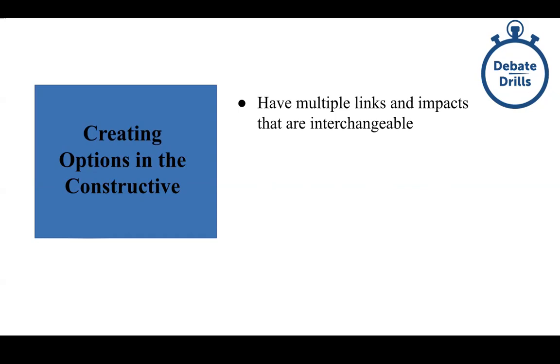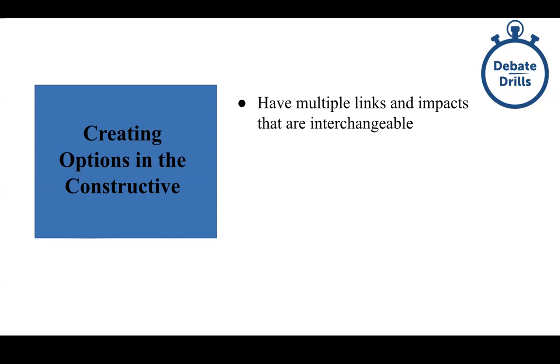So I think a good structure of a contention, for example, obviously there's 1,000 ways to skin this cat, right? Like this is not the one way to do it, but just to illustrate a good impact here, let's say you have two links and two impacts in a contention. If they're interchangeable, that's really nice because that means that either one of your links could link into either one of your two impacts.